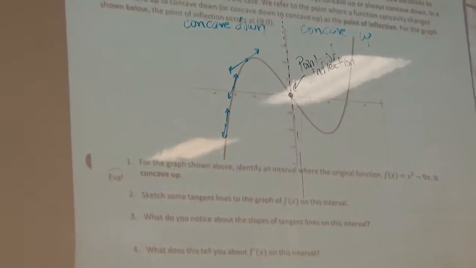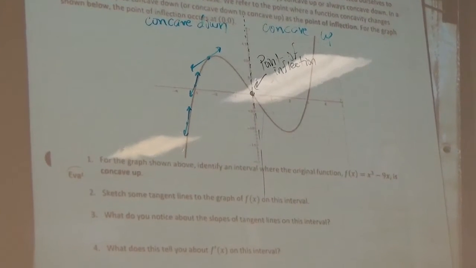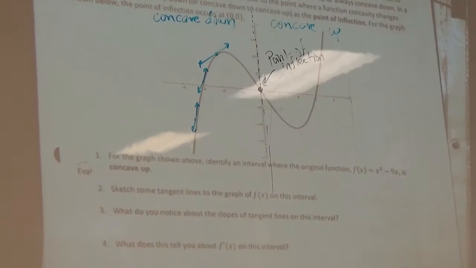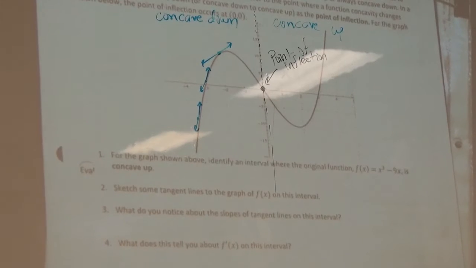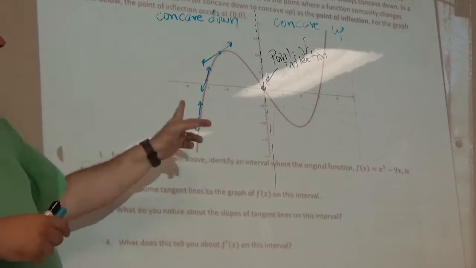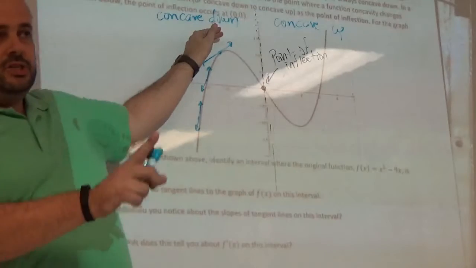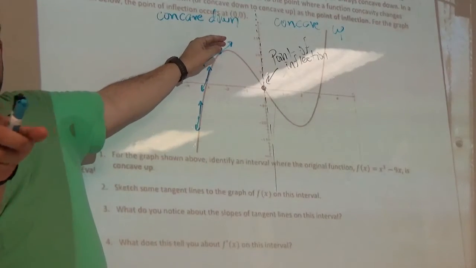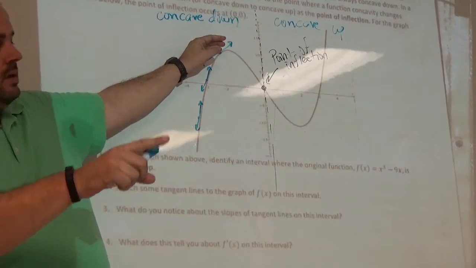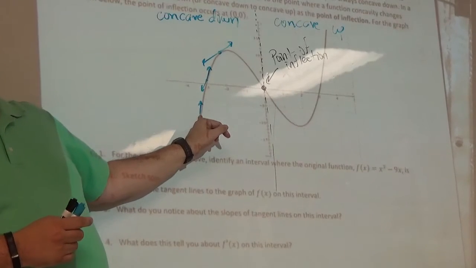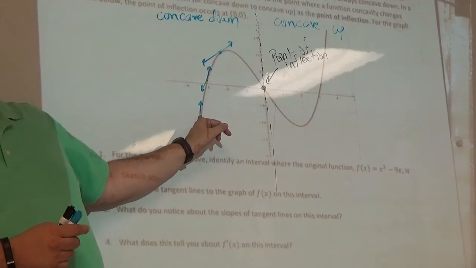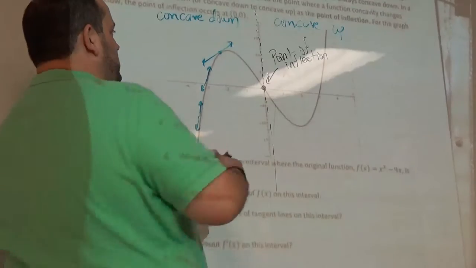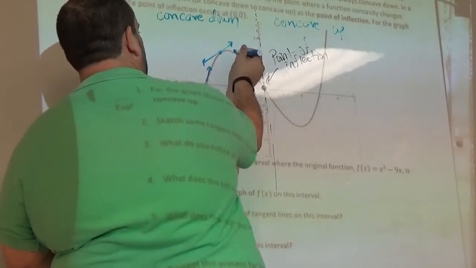What else are we seeing about these tangent lines? Amy, what are you saying? The slope is always negative. So anywhere I draw a tangent line, the slope is negative? Do you guys agree with her? Is this tangent line right over here? This has positive slope, right? Thank you. All right, other things.